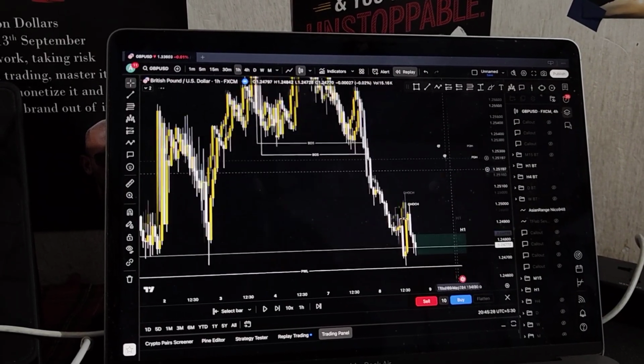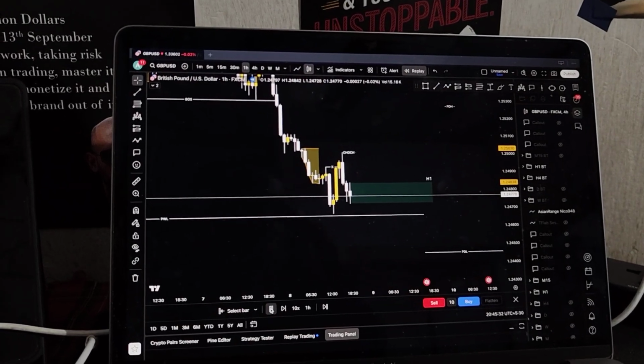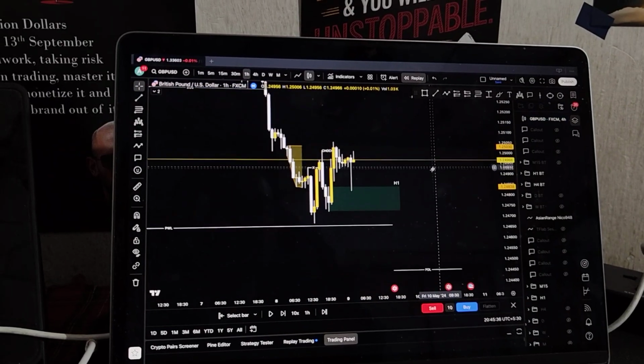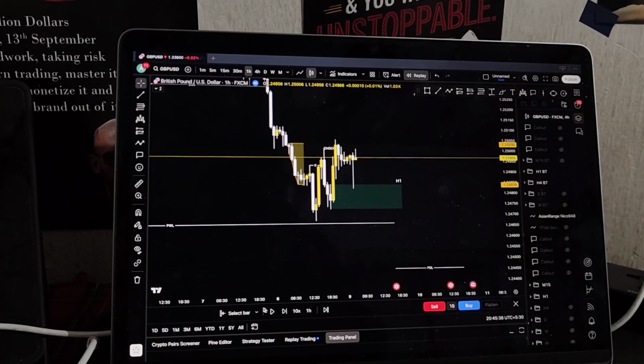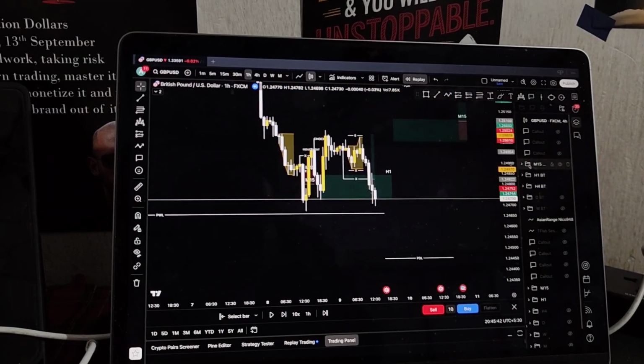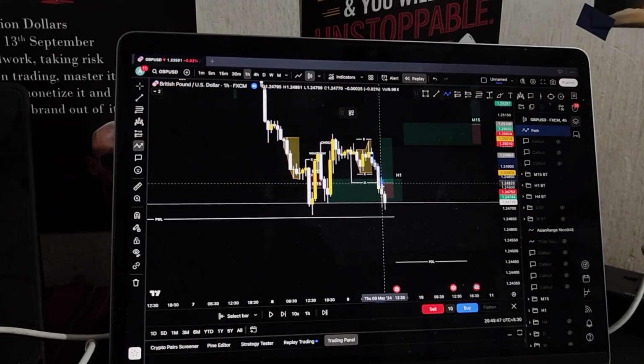And on the hourly there was a change of character right here. So I was looking forward to trade from this demand zone right here. Right, on Thursday I was looking for buys from this demand zone. The same thing happened again. You know what, I was looking for buys, it was a losing day again. This was an overall losing week, and on Thursday I took this trade.